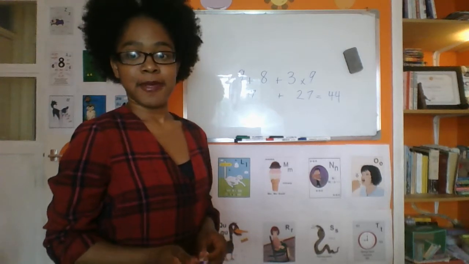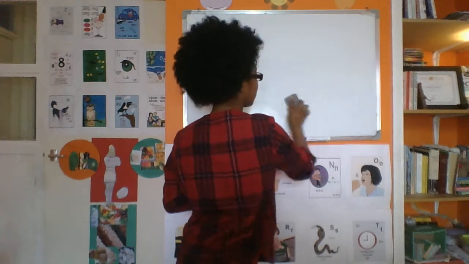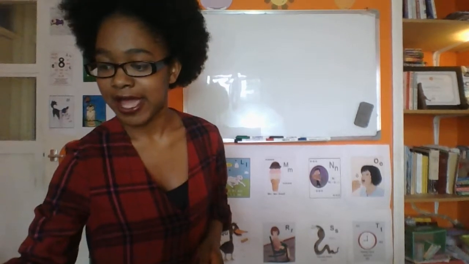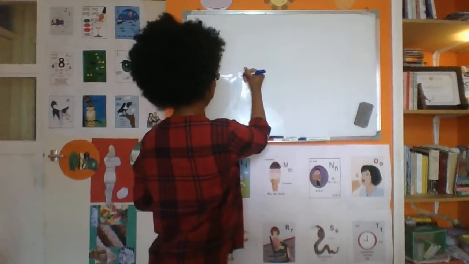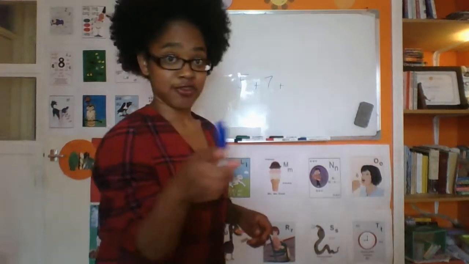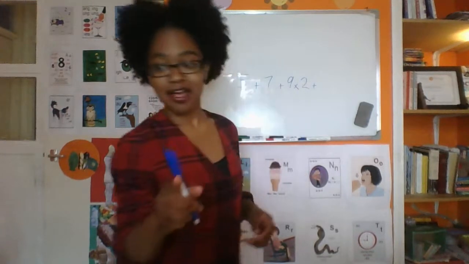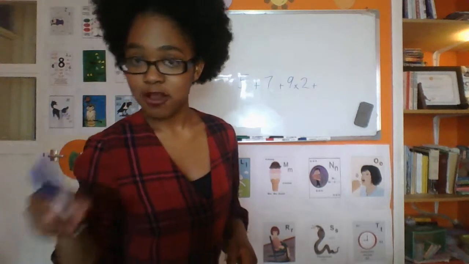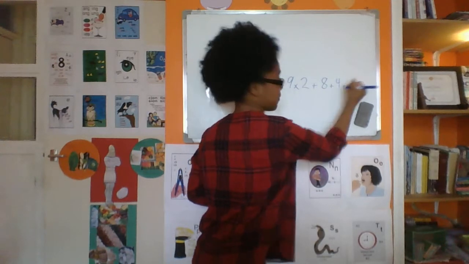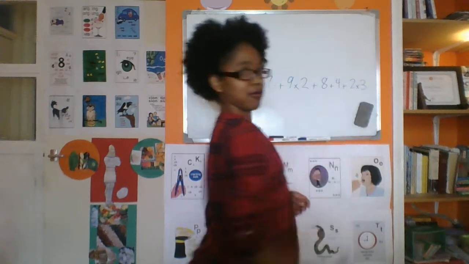Now let's do perhaps a bit more challenging one more. So what if I have, let's mix everything up, what if I have, okay, 5 plus 7 plus 9 times 2 plus 8 plus 4 plus 2 times 3. Woo, what do we do here?